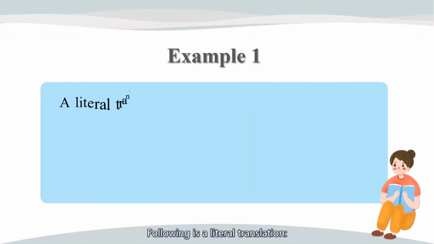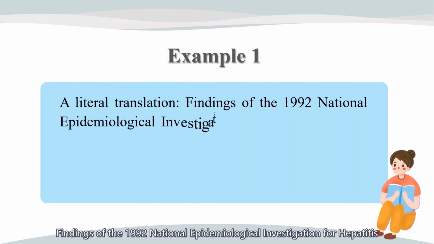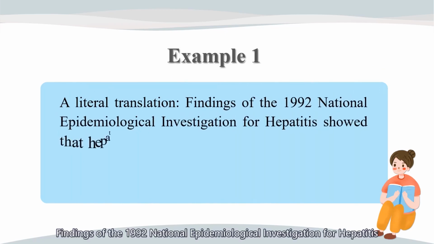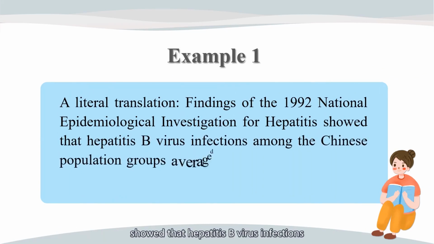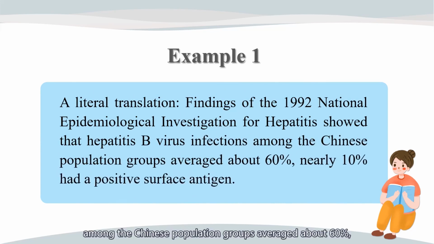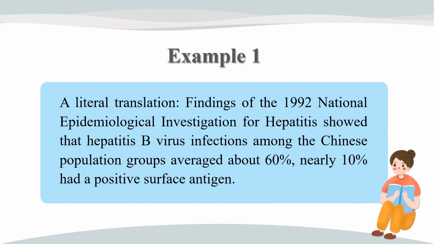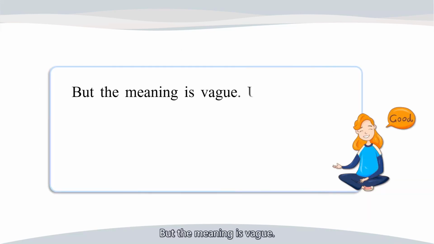Following is a literal translation. Findings of the 1992 National Epidemiological Investigation for Hepatitis showed that hepatitis B virus infections among the Chinese population groups averaged about 60%. Nearly 10% had a positive surface antigen. But the meaning is vague.